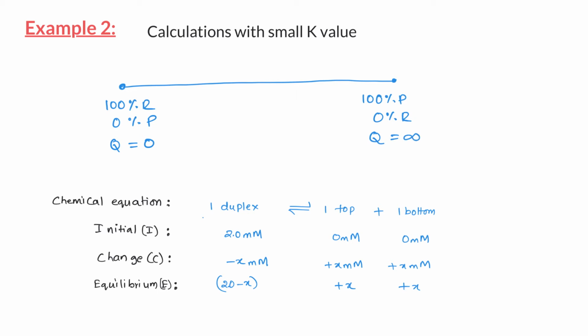The K value for the given reaction is a very small number. So let me represent the K on the reaction coordinate. It will be closer to Q equals 0, which means when the reaction reaches equilibrium, the concentration of reactants is way greater than the concentration of products. We can say that the reaction strongly favors the reactants at equilibrium.